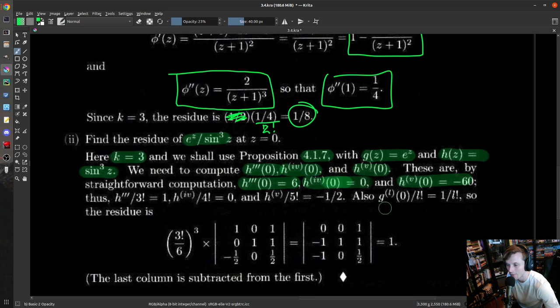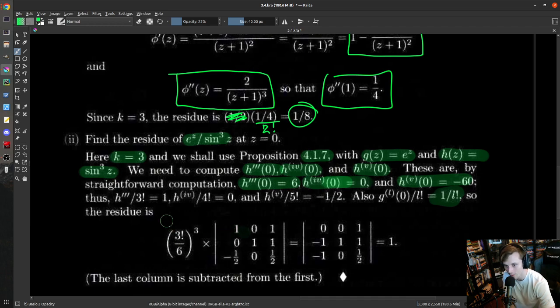And then if we take the lth derivative of g at 0, divided by L factorial, we'll get 1 over L factorial, right? Since e to the z has derivative e to the z, plug in 0, you'll get out 1. So you just get 1 over L factorial there. So if I go through and make this matrix, looking at everything, we can fill it in.